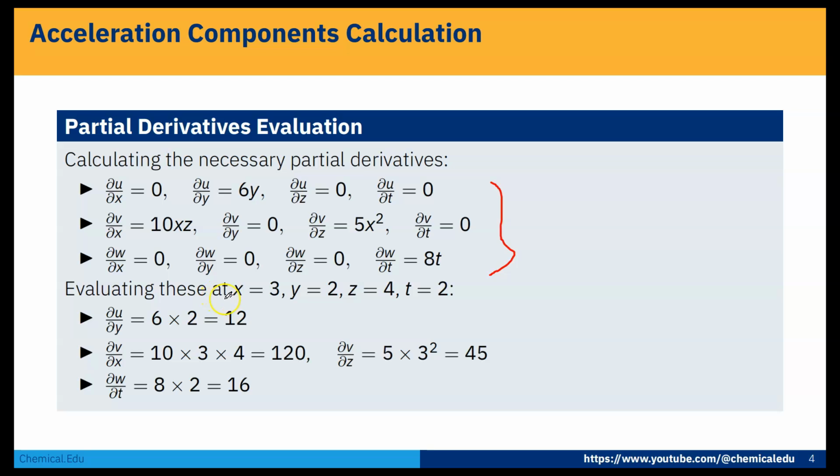Now evaluating this at x equal to 3, y equal to 2, z equal to 4, and t equal to 2. So del u by del y will be 12, del v by del x is 10xz, 10 into 3 into 4, 120, del v by del z is 5x square, so 5 into 3 squared, 45, and del w by del t is 8 into 2, 16. Other terms are zeros. Okay, so now we got these components.